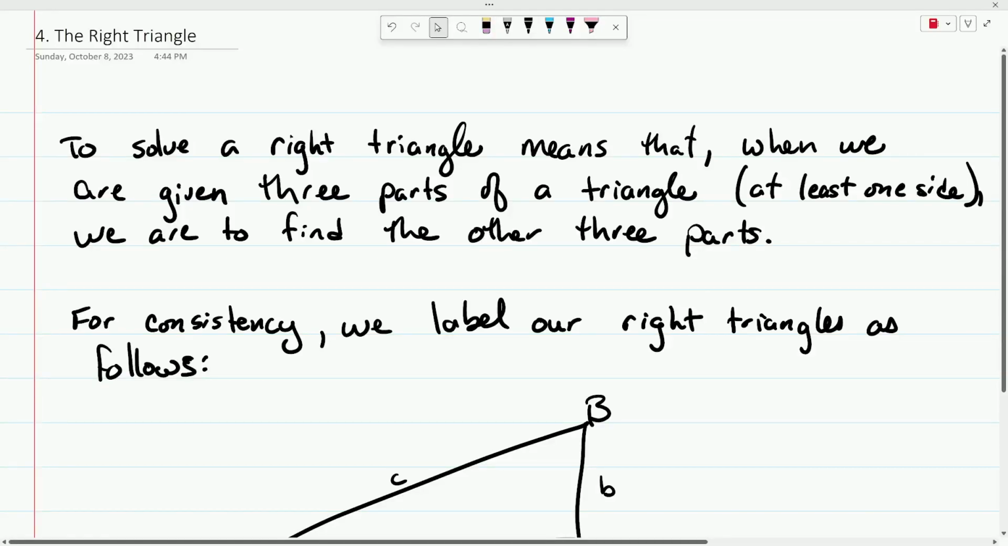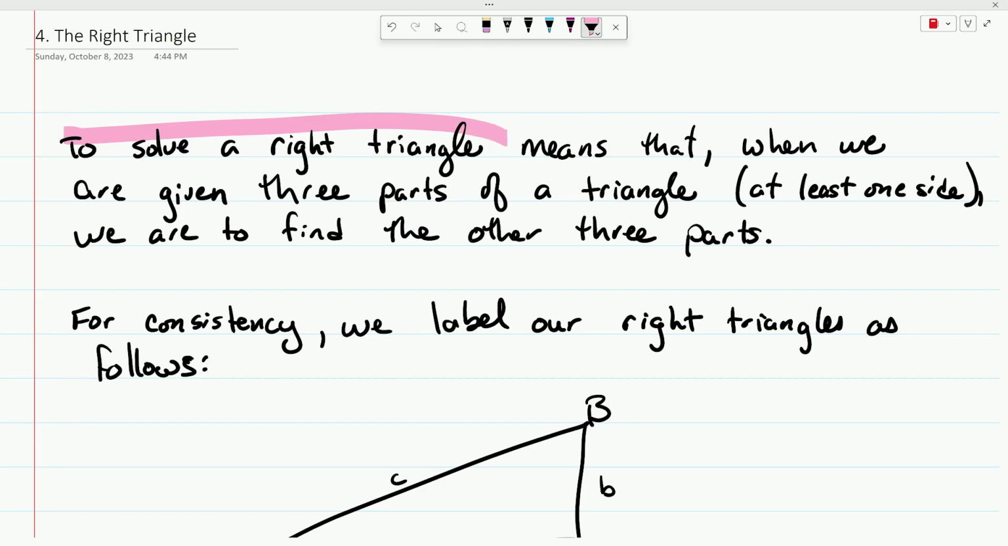Chapter 4, Section 4, the right triangle. This is actually a very simple section because we've studied so much in the previous sections that we can now apply that to what we call the right triangle. To solve a right triangle means that when we are given three parts of a triangle, we got to have at least one side. Then we are able to find the other three parts.